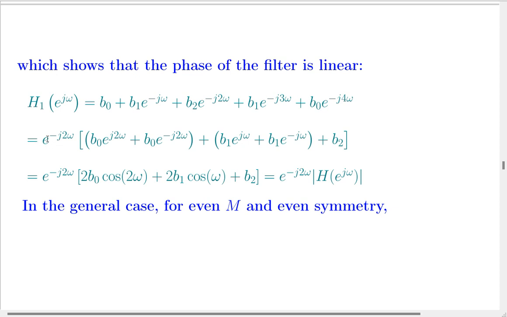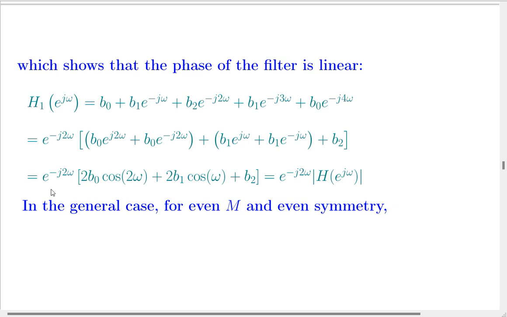Okay, so e to the power of minus j2 omega, which will lead to have b0 times e to the power of plus j2 omega, plus b0 e to the power of minus j2 omega related to the last term. Now, the second term, b1 e to the power of j omega plus b1 e to the power of minus j omega. Minus 1 minus 2 will be minus 3. Leaving b2 alone here without any terms of e to the power of j omega.